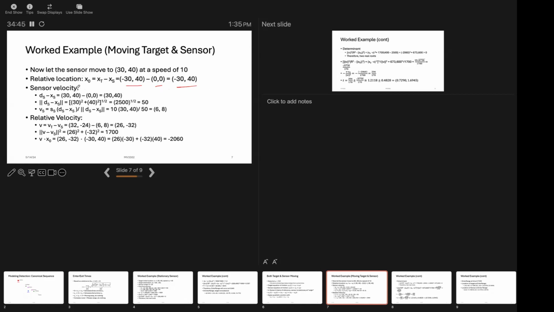Okay, so now we need to do the same thing for the sensor's velocity. So its destination was 30, 40. So the vector difference was 30, 40. The magnitude is going to be the square root of the Euclidean distance, which turns out to be 50. And the velocity is going to be our speed, which is 10, times the difference over the magnitude. So that's 10 times 30, 40 over 50. And so our velocity is 6 and 8.